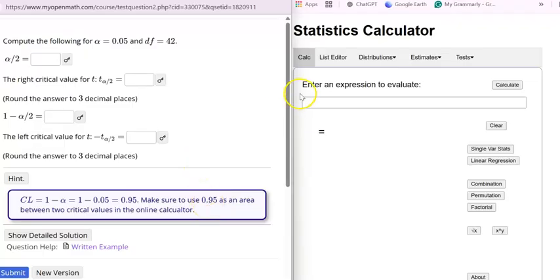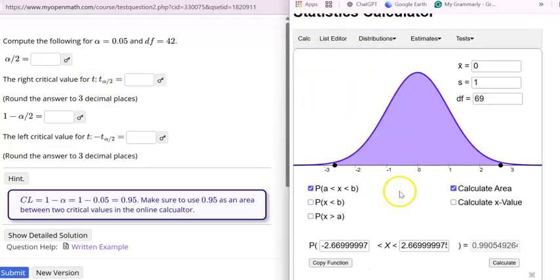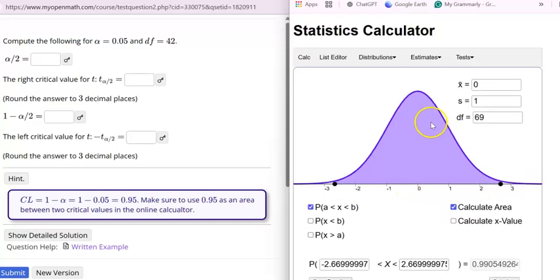To do that, you got to go to distribution here, and you check student t distribution, because this is the critical value for t. So you go to student t distribution, and in this window you have to put x bar, which is sample mean, as a 0, and standard deviation as a 1. Keep it like this, okay? And the DF, degree of freedom, is going to be 42. You just type 42 here, okay?